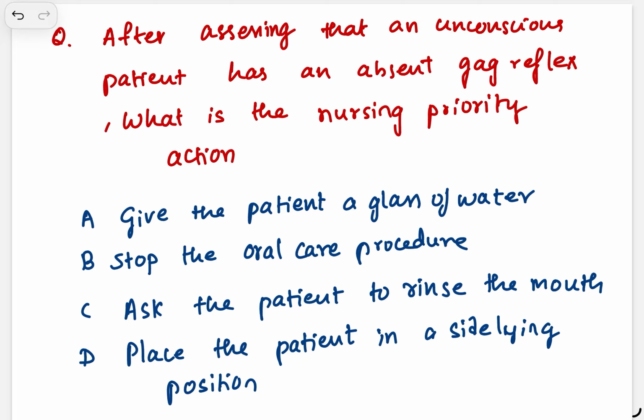So what do we have to do for oral care if it is absent? We will discuss that later. First you tell this one. After assessing that an unconscious patient has an absence of gag reflex, what is the nursing priority action? Option A, give the patient a glass of water. Option B, stop the oral care procedure. Option C, ask the patient to rinse the mouth. Option D, place the patient in a side-lying position. What is your answer?